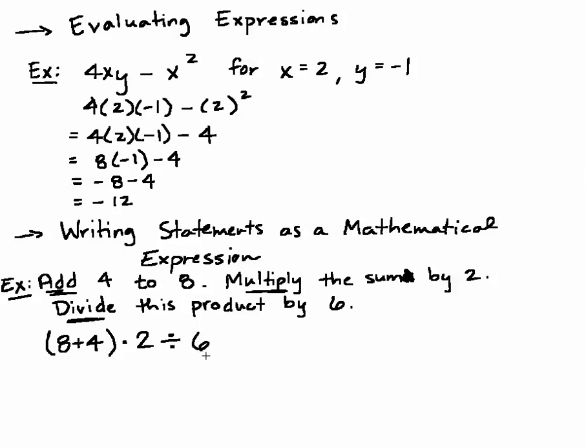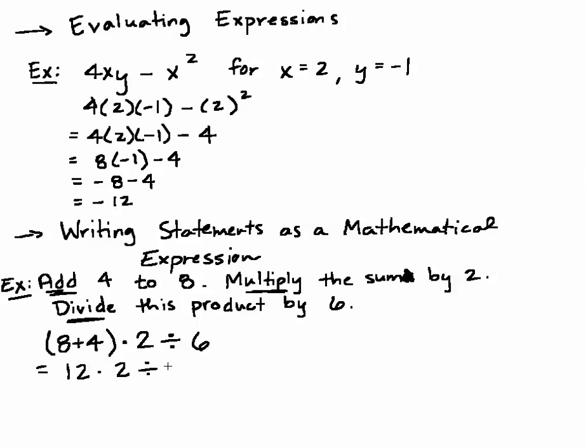So you see how this mathematical expression works and how we wrote it. We added 4 to 8, that was in parentheses, and then we multiplied that sum by 2, and then we divided that product by 6. And so now we can work this expression out. Work inside parentheses first. 8 plus 4 is 12.